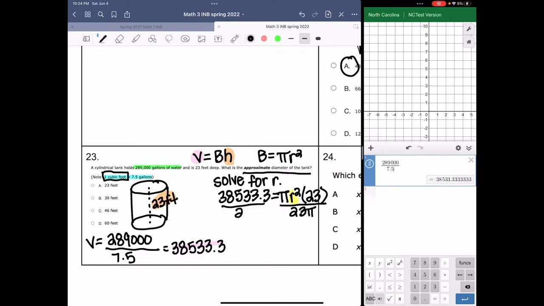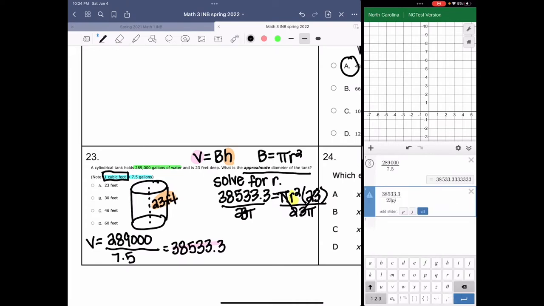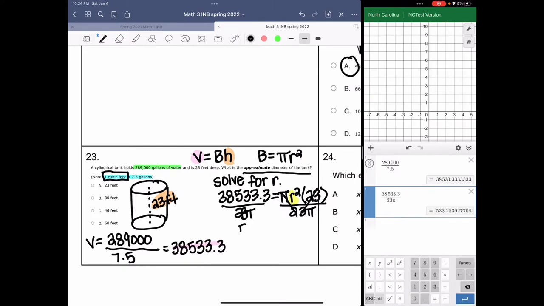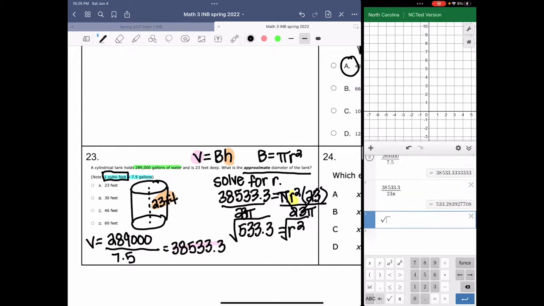And by doing that, that's going to give me r squared left. So if I divide 38,533.3 by 23 pi, I get 533, we'll say 3, and that equals r squared. Now remember, if we want to solve for r, we're going to take the square root. So I'm going to take the square root of 533.3, and I get that r is approximately 23.1.